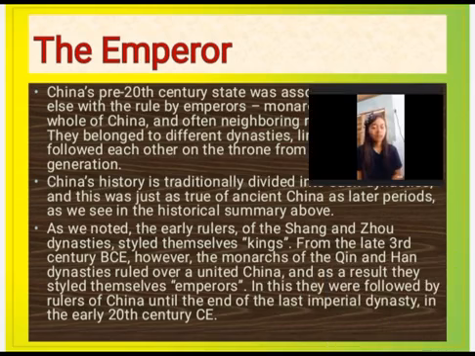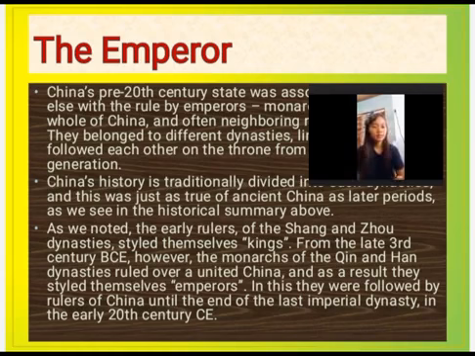As we noted, the early rulers of the Shang and Zhou dynasties styled themselves as kings. From the late 3rd century BCE, however, the monarchs of the Qin and Han dynasties ruled over a united China, and as a result, they styled themselves emperors. And these titles were followed by rulers of China until the end of the last imperial dynasty in the early 20th century CE.